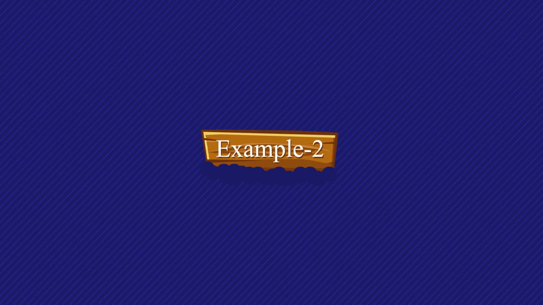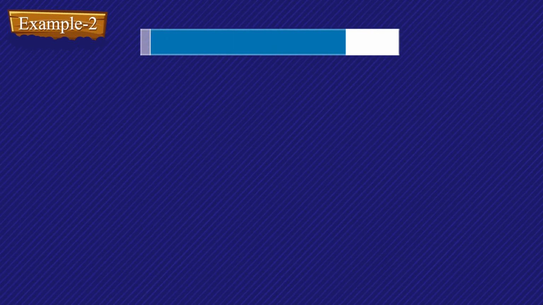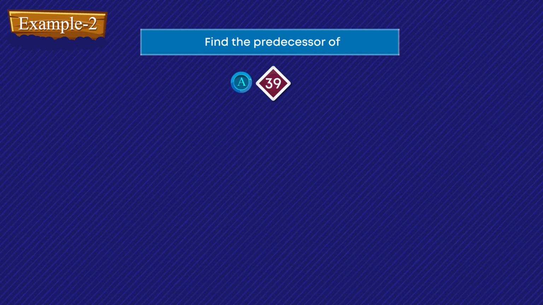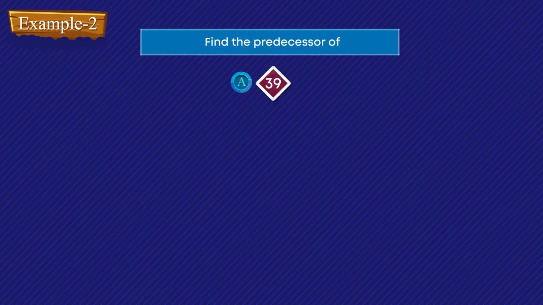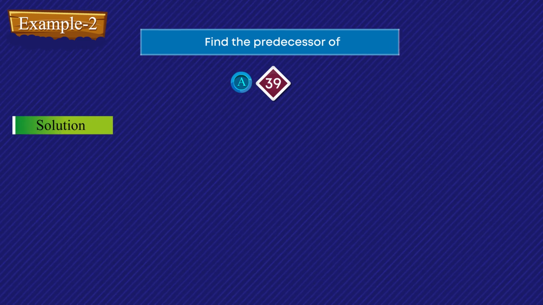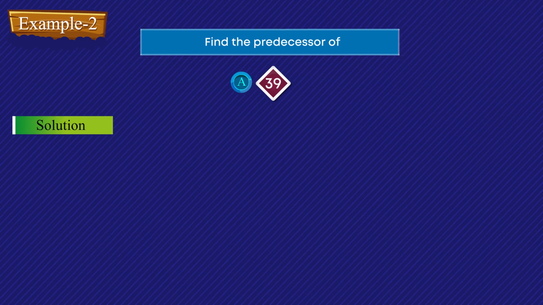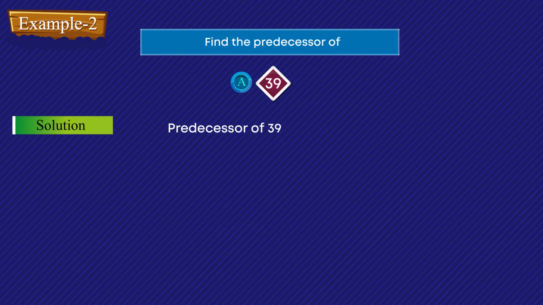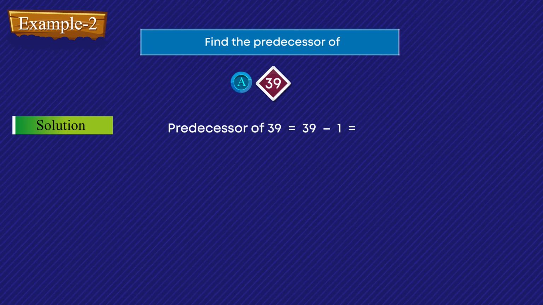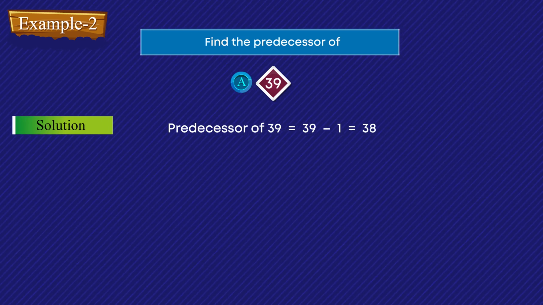Example 2. Find the predecessor of A. 39. Solution: A. 39. Predecessor of 39 is equal to 39 minus 1 is equal to 38.